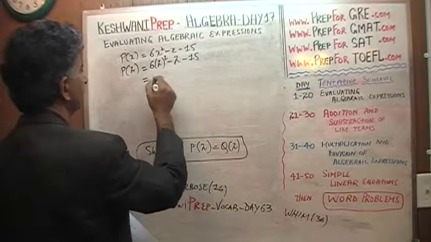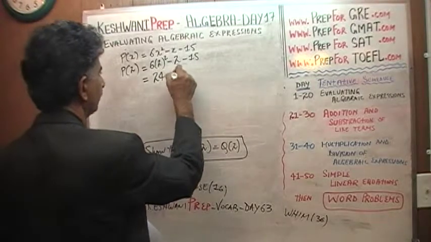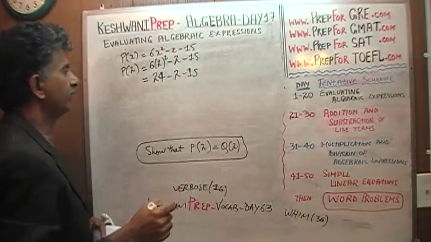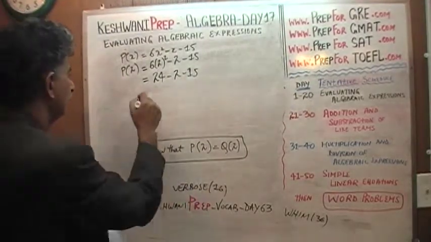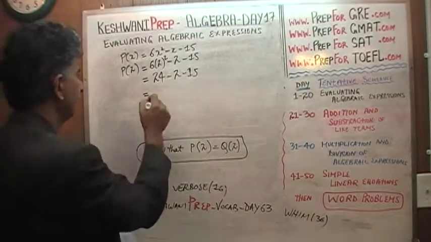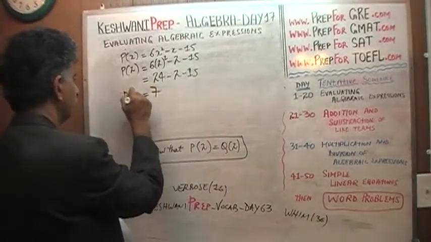So 2 squared is 4. 4 times 6 is 24. Minus 2, minus 15. 15 plus 2 is 17. So it's 24 minus 17. We know that 20 minus 17 is 3, so 24 minus 17 must be 7. That's the P of 2.